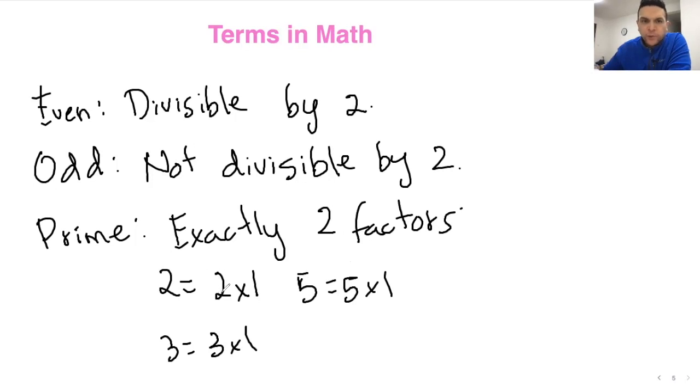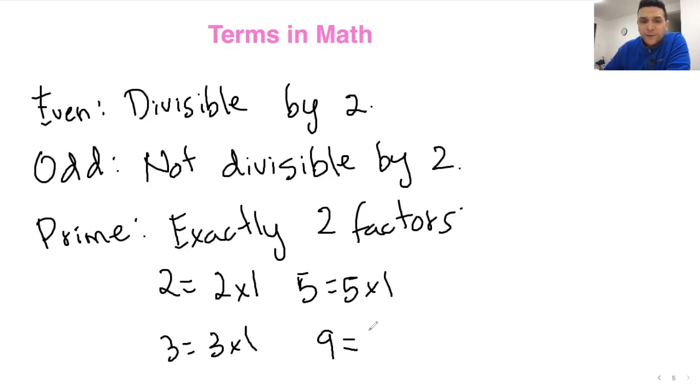Now 2 is also even, right? 2 is prime and it's even. So you've got to be careful with that. You cannot think of prime as being odd. You have to think of prime like this: only 2 factors, the number itself and 1. You might be thinking of 9 and saying, oh, 9 is a prime number. No, it's not, because you may be thinking it's an odd number.